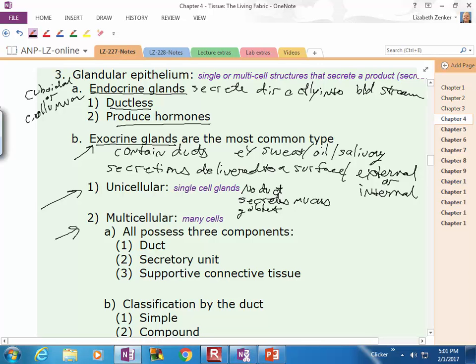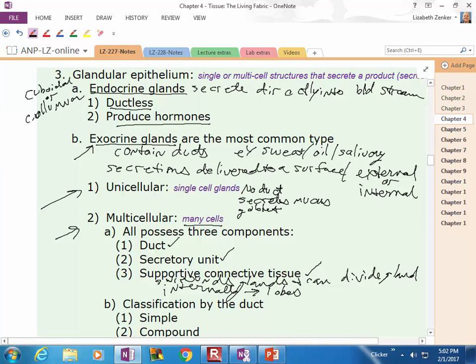If it's multicellular, meaning many cells, they will possess three components. They will have a duct, a secretory unit, and they will have supportive CT, or connective tissue. So these surround glands and can divide the gland internally. We would call those lobes. And if they're small lobes, we call them lobules, L-O-B-U-L-E-S, little lobes. And the purpose of that would be to help bring in nutrients.